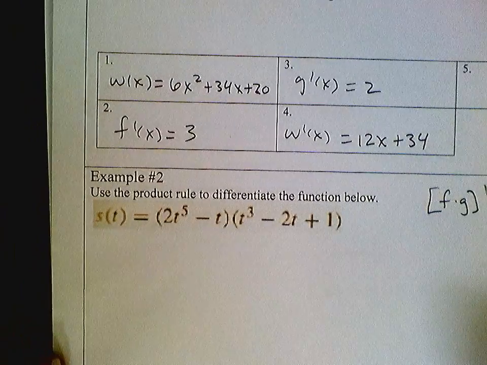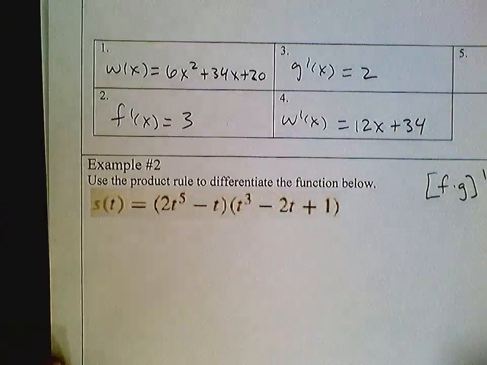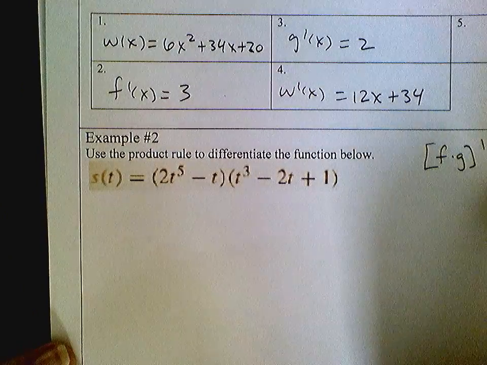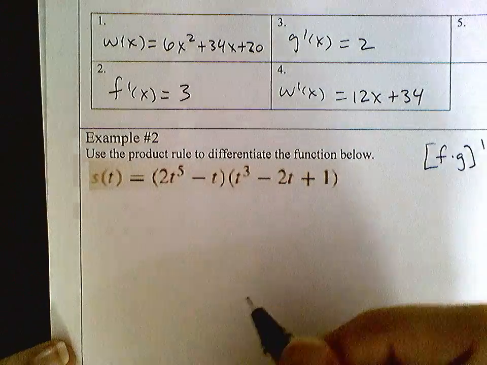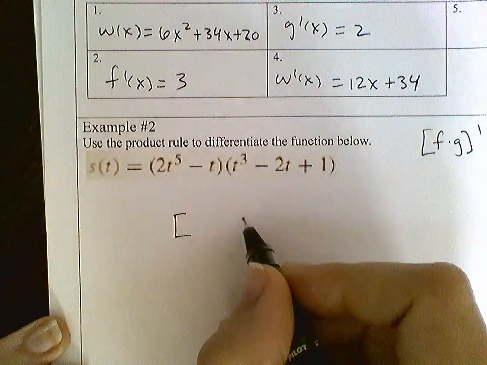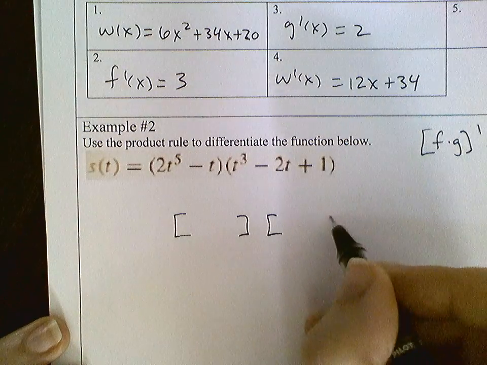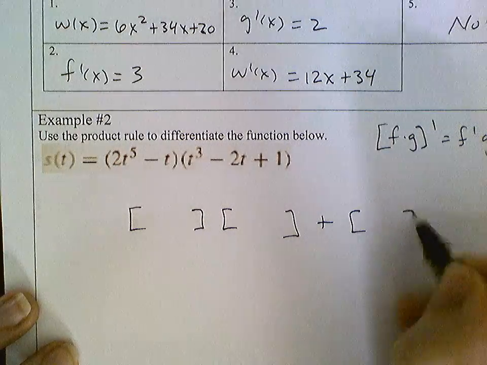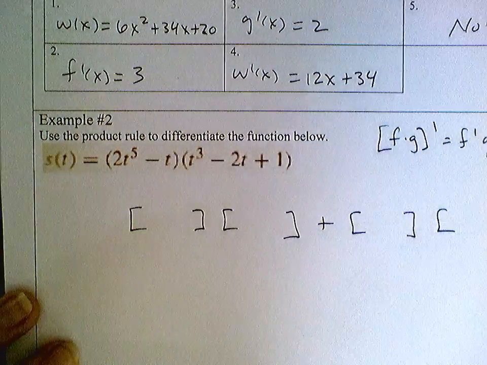So down here, use the product rule to differentiate the function below. I'm going to do something that I would like you to do on your homework. So guys, I'm going to put in these blank brackets. I'm going to have 4 of them. So I'm going to have 2 there with a plus sign between, and then 2 more.